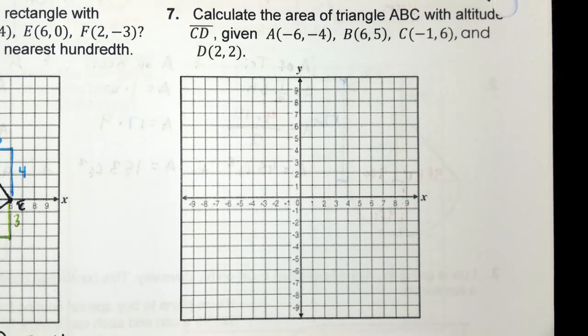Calculate the area. This is the one I want you to see. Did you figure this one out without me? What you got? Oh yeah, you did figure it out without me. Look at you. Calculate the area of a triangle ABC with the altitude of CD, given A, B, C, and D. So the triangle itself is ABC. They gave me an altitude on this triangle, which is my height of CD.